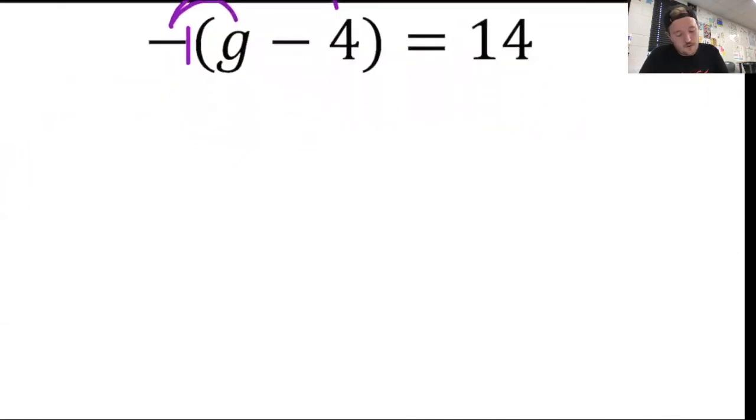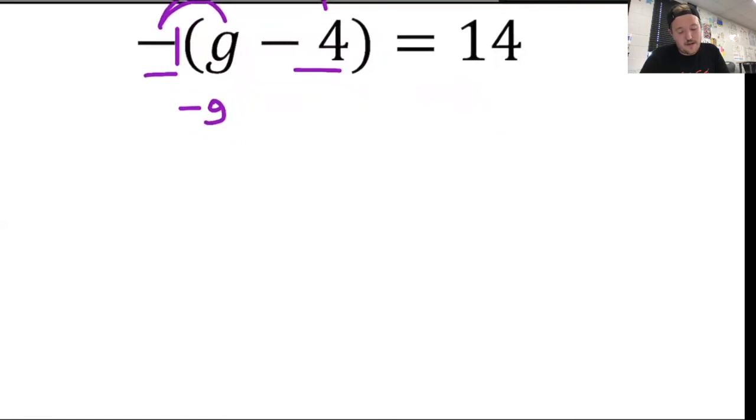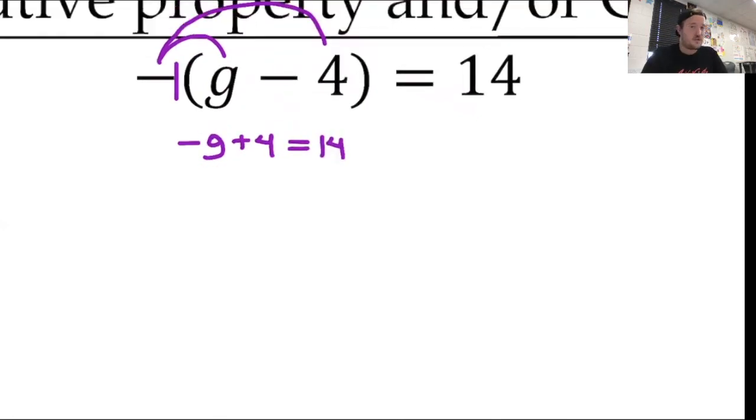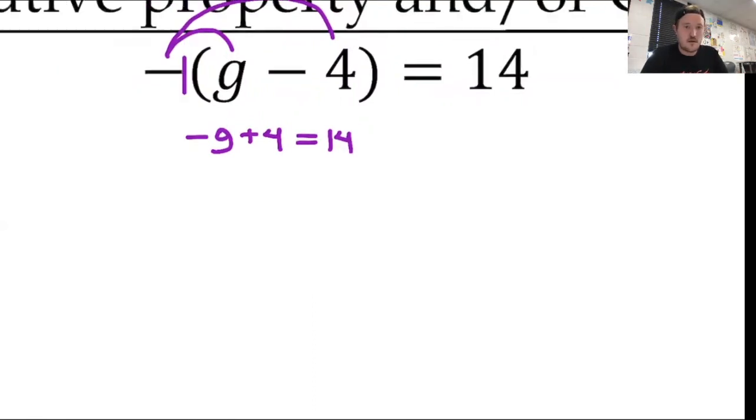So when I distribute, you're going to have negative G, then -1 times -4. Remember, a negative times a negative gives you a positive. So you'd have negative G plus 4 equals 14. We're not changing the 14, that stays the same. You're only distributing to what's inside the parentheses.